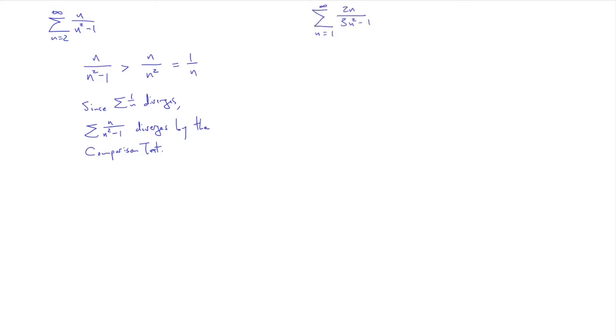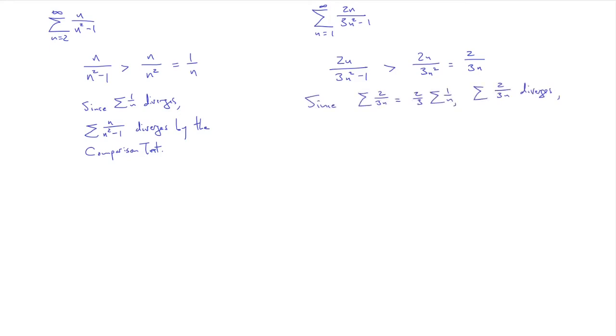Let's see how our work would have changed if instead we were looking at the series sum n equals 1 to infinity of 2n over 3n squared minus 1. Well, by very similar logic, we have that the terms 2n over 3n squared minus 1 are greater than the terms 2n over 3n squared, and 2n over 3n squared is 2 over 3n.